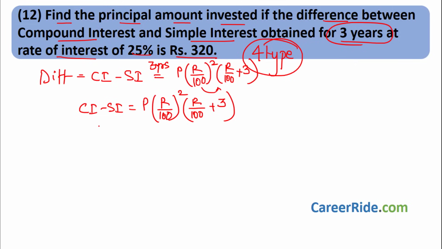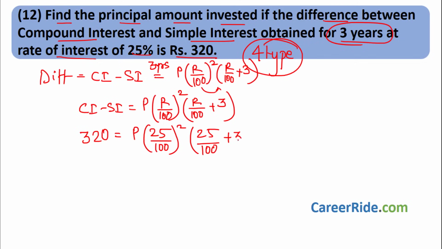Okay, so let us find out. We have been given that the difference is 320 rupees. Do we know the principal amount? No, that we have to find out. What is the rate of interest? 25% upon 100 the whole square, 25 upon 100 plus 3. What do we get? Let's see.